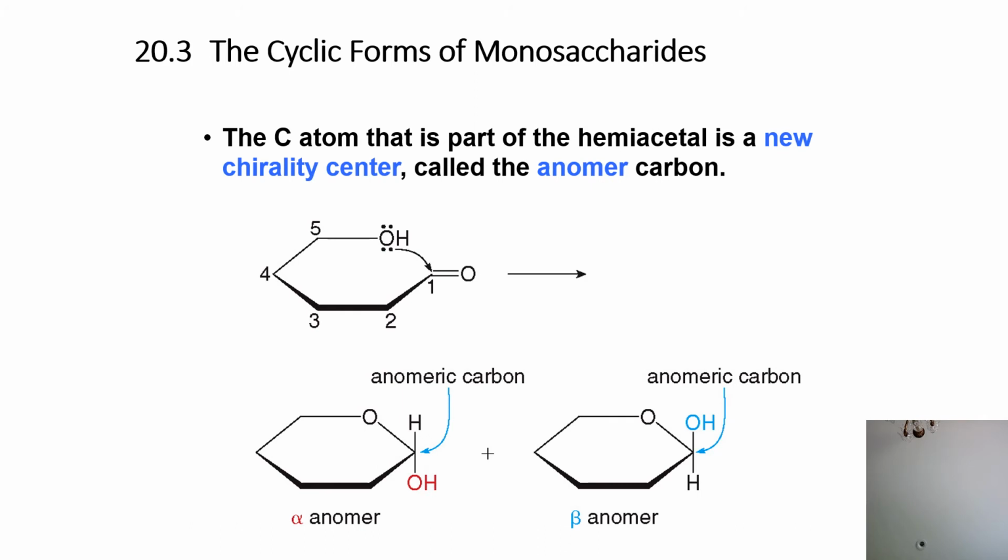So the carbon atom that is part of that hemiacetal group forms a new chiral center, and we call that an anomer, or in other words, anomeric carbons. So we have two, and there are two possible positions for the hydroxyl group that is attached. So when the hydroxyl group is in the down position, it's an alpha anomer, and if it's in the up position, it's a beta anomer. Okay? So alpha and beta, and you should be able to recognize those two forms.